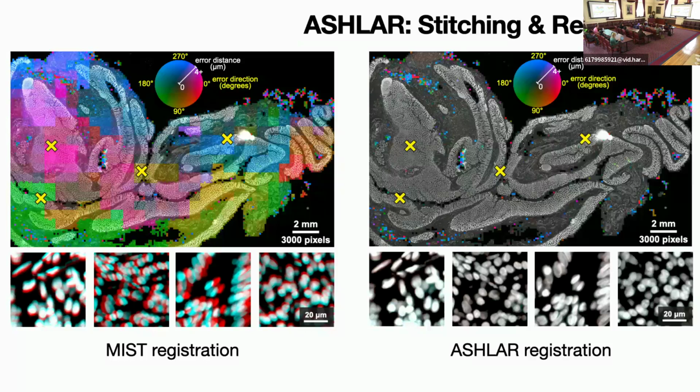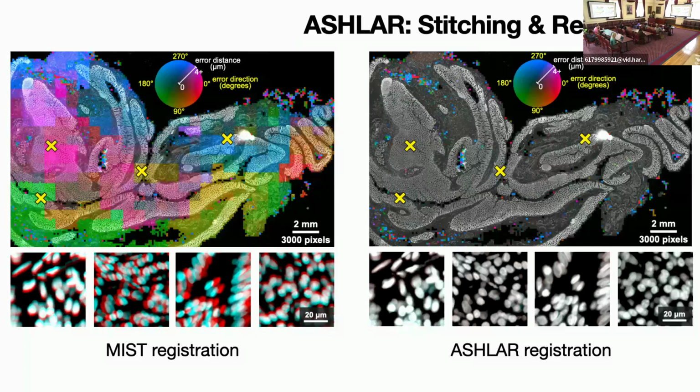On the left is the example from MIST, a tool that doesn't know anything about cyclic imaging. We just stitched the 2 cycles and aligned them, and this is what you get. You can see that there are uncorrelated errors, uncorrelated differences in the way the tiles are aligned all the way across the sample. The yellow X's indicate where those 4 insets are taken from.